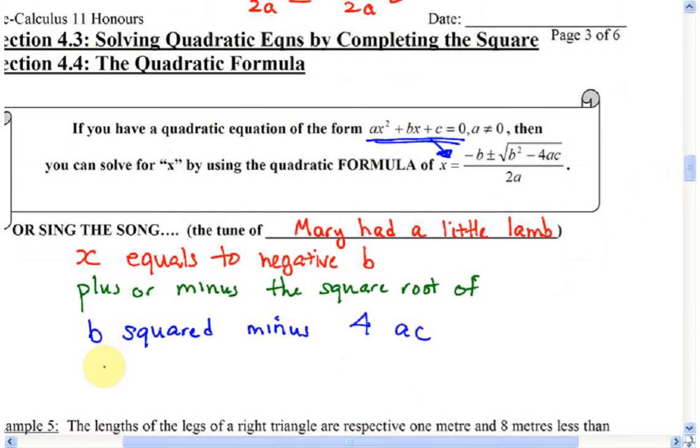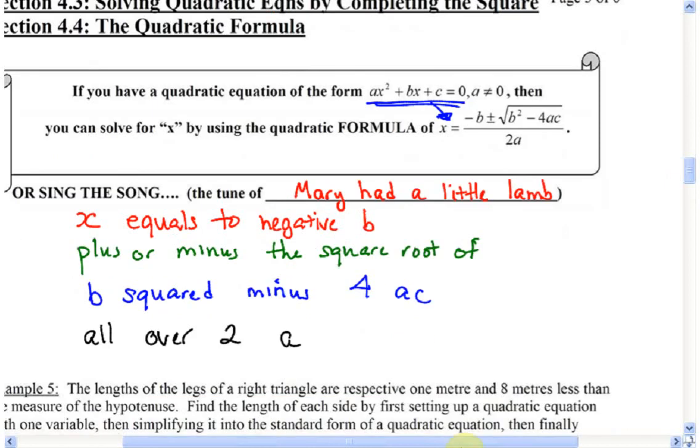Okay, you could do that. Or I'll say b squared minus 4ac, and then instead of divided by, all over 2a. Merry Christmas, everybody. Oh, wait a minute. That's not a Christmas song. Oh, too bad. Anyways, ladies and gentlemen, this is where it comes from.